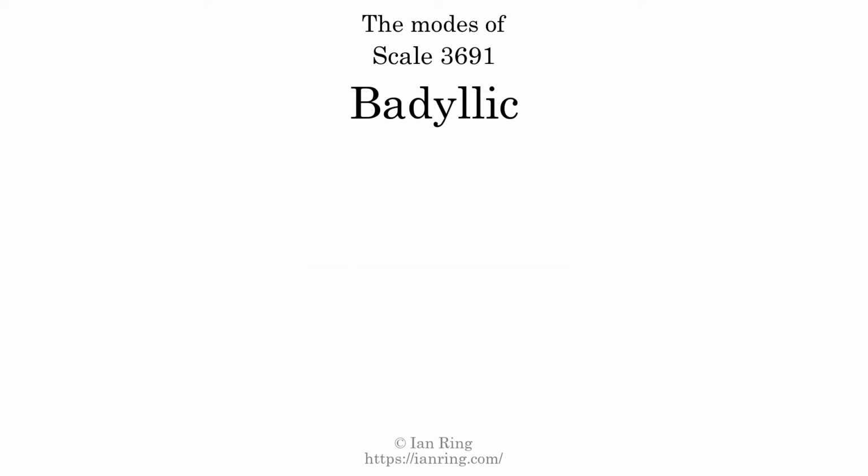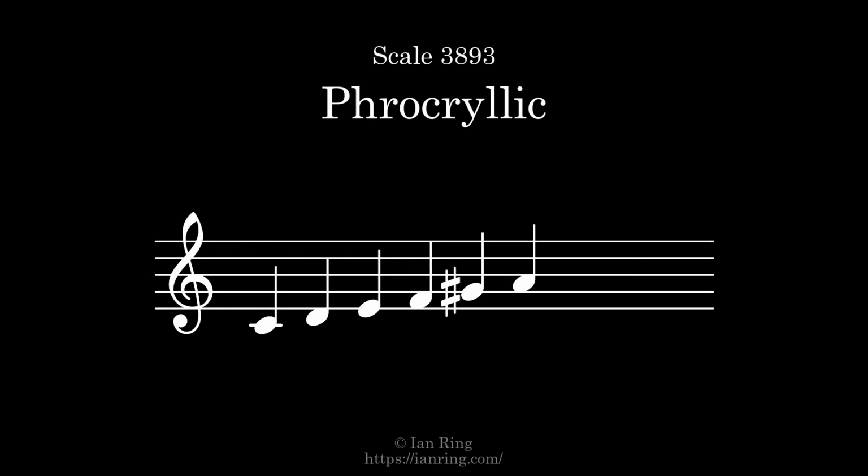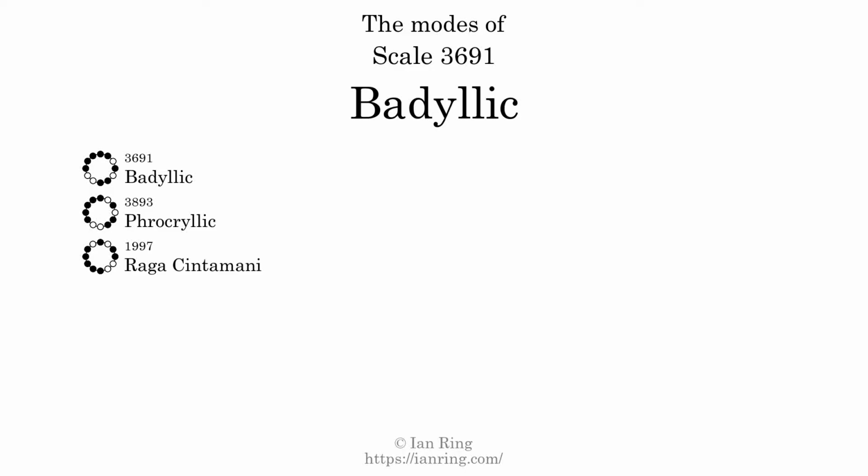This scale has 8 modes. The first mode is itself. The second mode is scale 3893, also known as Fraphilic. It sounds like this. The third mode is scale 1997, also known as Raga Sintamani. It sounds like this.